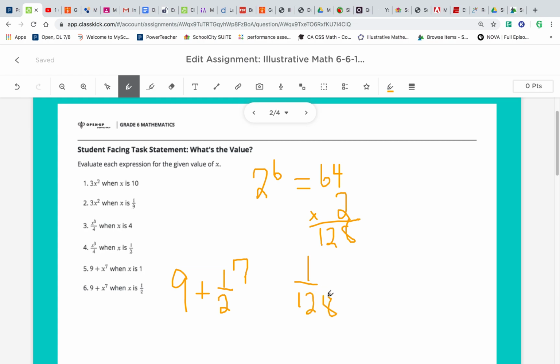So 1 over 128 is what we're talking about. We're still going to add 9 to that. 9 plus 1 over 128, and when we do that, you're taking 1 over 128, the fraction, and adding it to 9. So it's quite simple. It's just 9 and 1 over 128. All right.